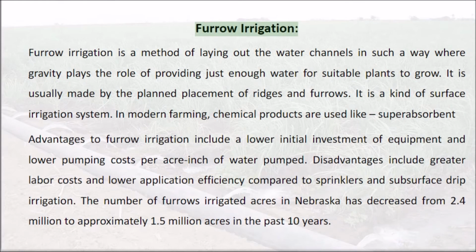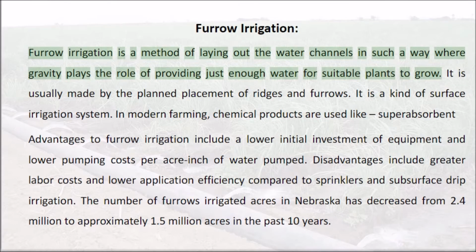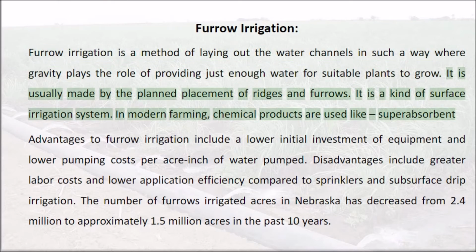Furrow irrigation. Furrow irrigation is a method of laying out the water channels in such a way that gravity plays the role of providing just enough water for suitable plants to grow. It is usually made by the planned placement of ridges and furrows. It is a kind of surface irrigation system. In modern farming, chemical products like superabsorbents are used.